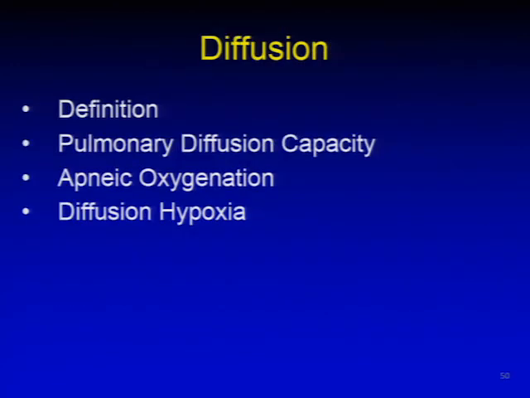The diffusion of oxygen across the alveoli into the blood is dependent on the surface area, the thickness of the alveoli and capillary membranes, and the pressure gradients. Therefore, during apnea, diffusion of oxygen is still occurring. If a patient is not given supplemental oxygen following, say, a nitrous oxide anesthetic, then diffusion hypoxia can occur. An example is when room air is inhaled and nitrous oxide diffuses back into the alveoli, further reducing oxygen tension, leading to hypoxia.